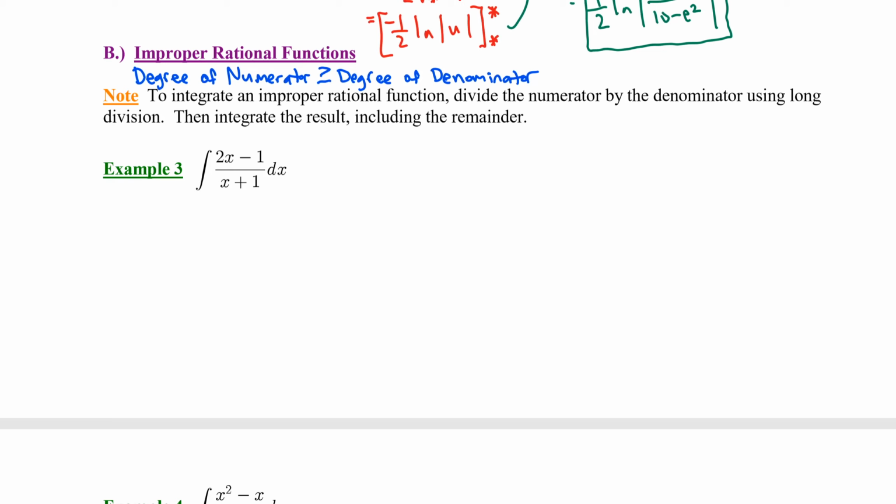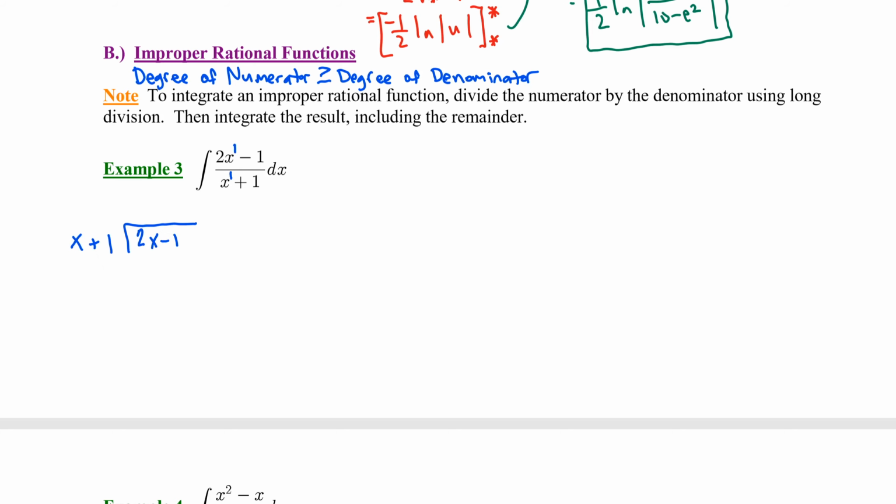So to integrate an improper rational function, divide the numerator by the denominator using long division, including the remainder. And then we will integrate the result, also including the remainder. So notice on example 3, the degree of the top is 1, and the degree of the bottom is also 1. This is an improper rational function. So we're going to divide the numerator by the denominator using long division.